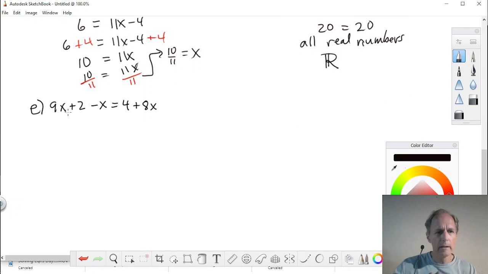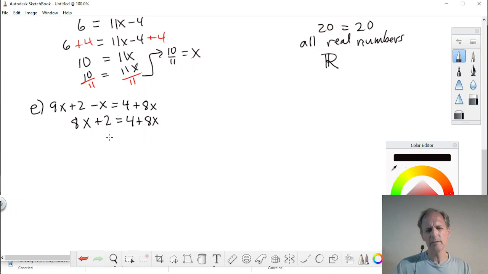Okay. This is another one of those where we have to go ahead and combine like terms. So we have 9x minus x. And so on the left, you simplify as much as you can. You're combining like terms. On the right, still 4 plus 8x. Okay, we've got 8x on both sides. I want to get rid of the 8x. Well, it's 8x on both sides. It's going to go away on both sides, right?